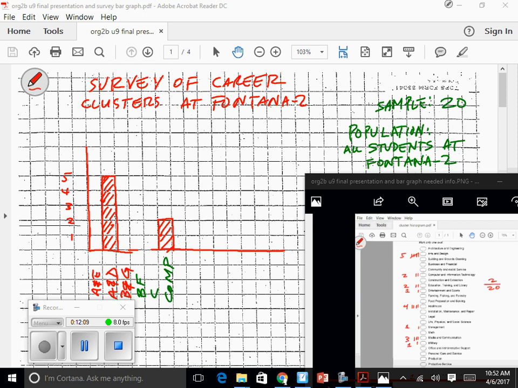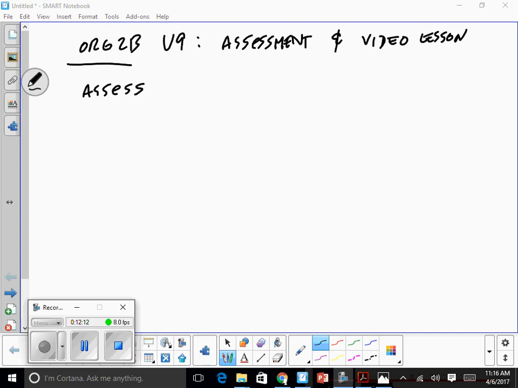Write down org2b U9 assessment plus video. We'll do the first bullet. Well, this could be used with any shape that's going to have more than one. Assessment page 1. Now the way I'm calling pages is a full piece of paper is page 1. I'll be doing front and back. So I might say front, you might just say back. If it says F plus B, that's front and back. So assessment page 1, back. I'll put back in parentheses.